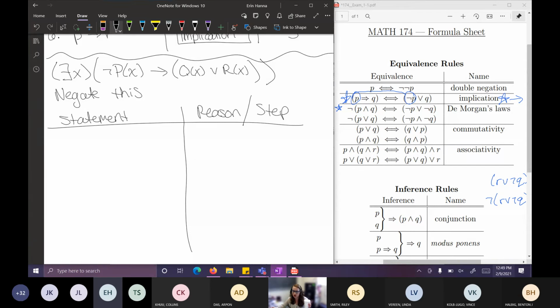The homework auto submits. Yeah, with the grade, yeah.